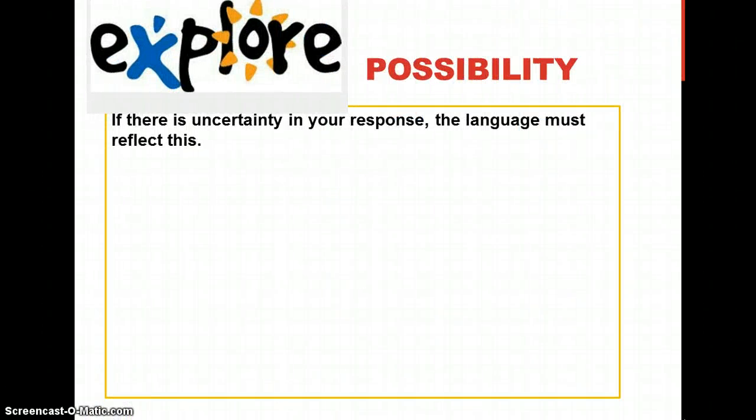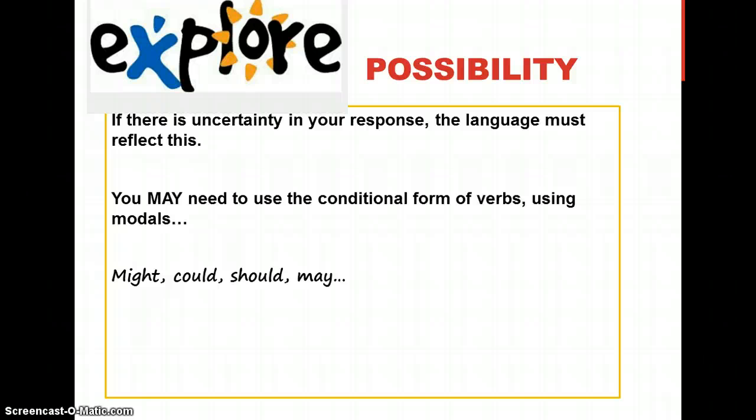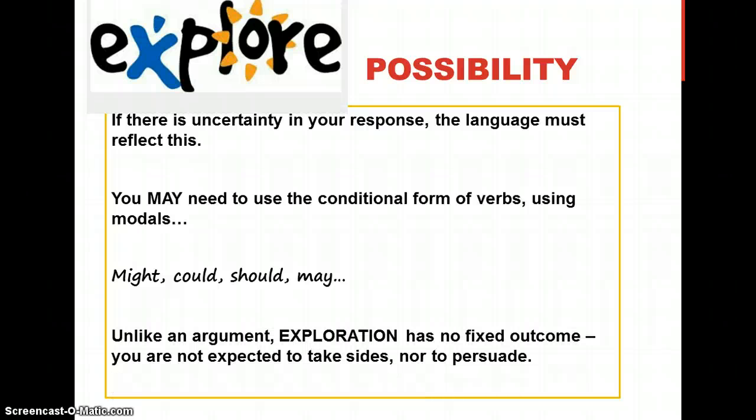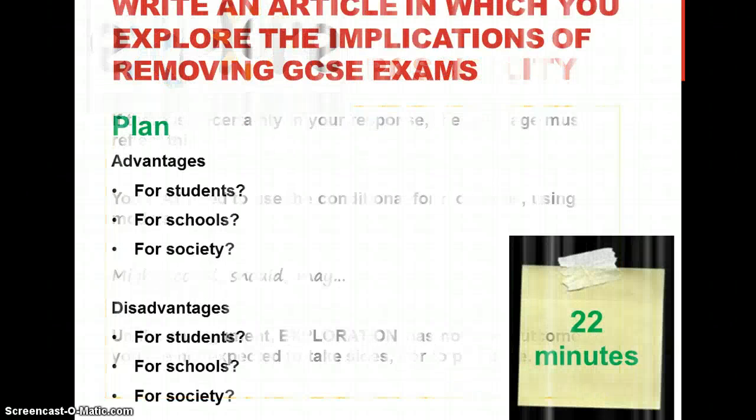Okay, writing to explore. Now, if you are asked to write to explore, you're looking at different possibilities. You'll definitely need to use conditional forms or modal forms, okay? Might, could, should, may. I'll give you an example in a minute. Please remember that exploration doesn't have an answer.